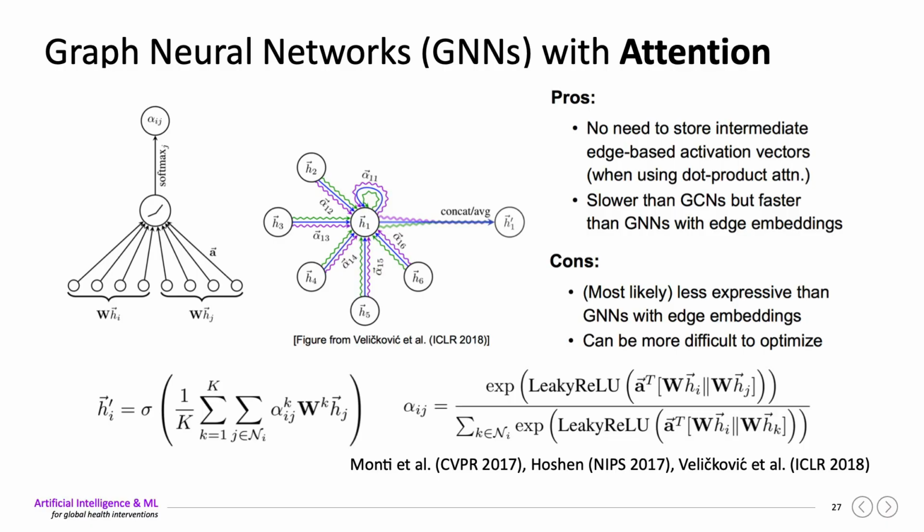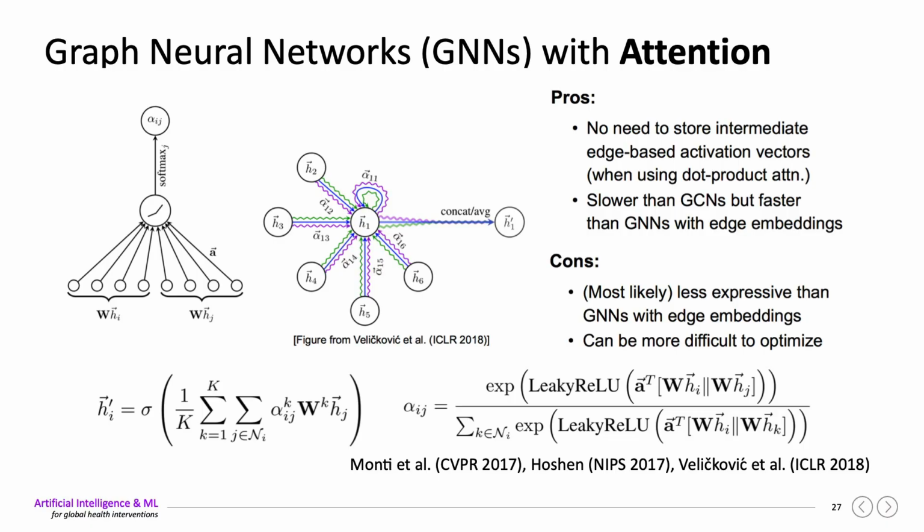On the left, the attention mechanism takes a learned vector, a, applied to the concatenation of W times h_i and W times h_j, passes it through a LeakyReLU and a softmax over neighbors to produce the attention weight alpha_ij. The central figure shows node h_1 attending to neighbors h_2 through h_6 with different attention strengths alpha, then concatenating or averaging across multiple attention heads to produce the updated representation h_1 prime.